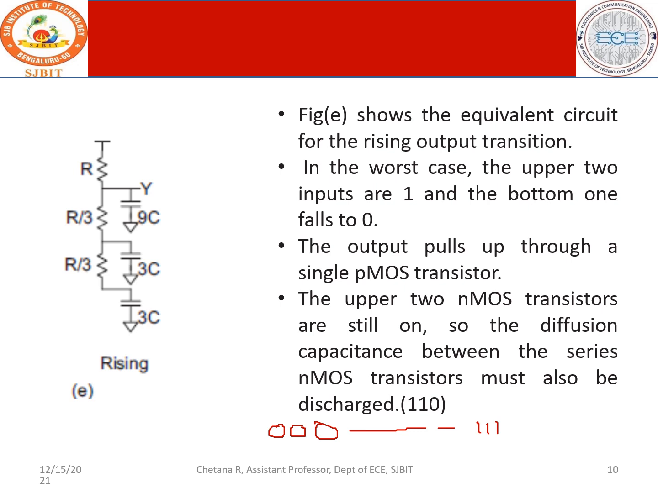Here, since the last input is 0, the last transistor is an open circuit. So this has no representation, and therefore the resistance is not shown here. Only the capacitance has a role to play.